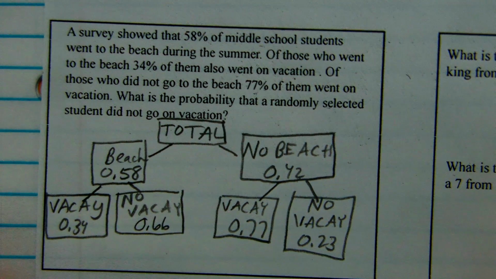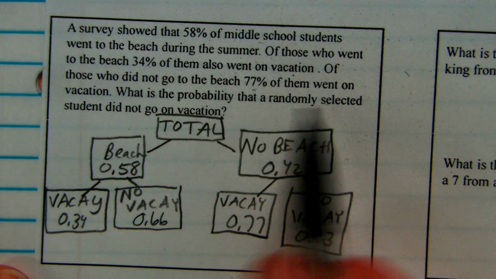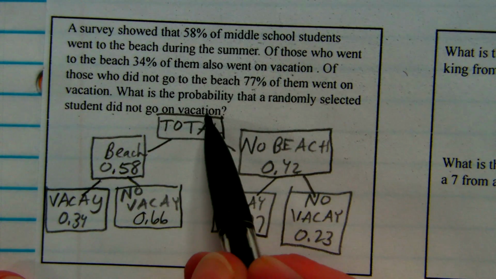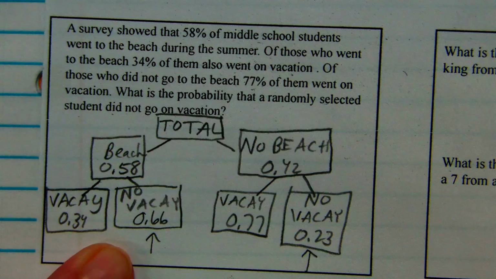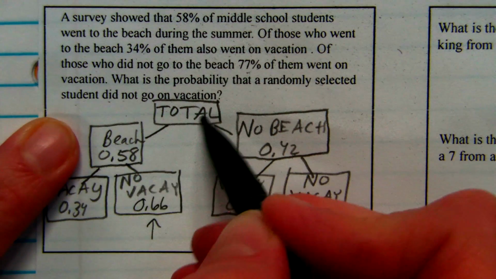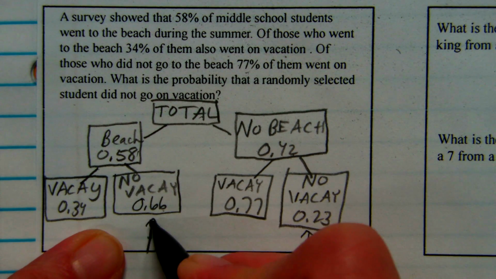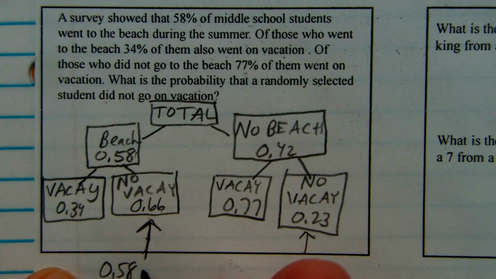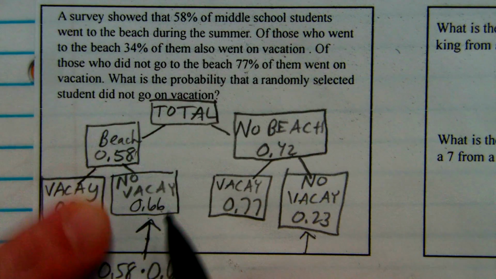All right, so if I go back to what it's actually asking, it says, what is the probability that a randomly selected student did not go on vacation? All right, so we have some here, and we have some here, and we can't just add those together. Okay, so there's 58% of the total, and then 66% of those. So this part right here, these people that did not do vacation, you have to take 0.58 times 0.66, because they're 58%, and then out of those, it was 66%.